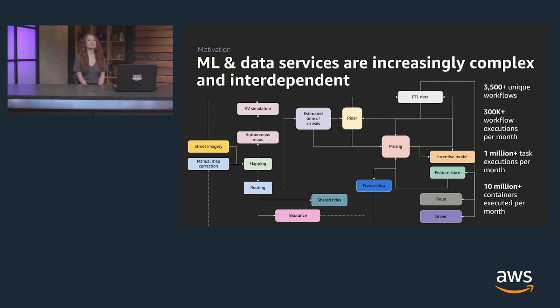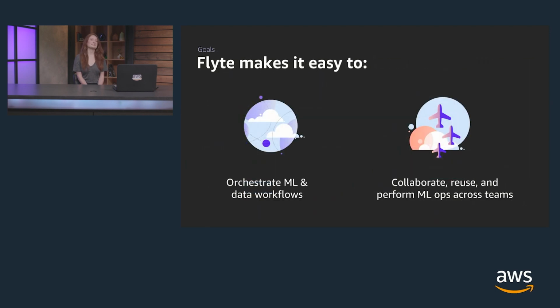And so all of these services end up being really interdependent. So there's a strong need to be able to collaborate across dependency lines and also manage the complexity of the whole system. And so Flight sits at the intersection of data and machine learning to make this all easy. We make it easy to declare and orchestrate ML and data workflows, abstracting infrastructure so you don't have to deal with that burden. And then we also make it easy to collaborate and reuse workflows across companies.